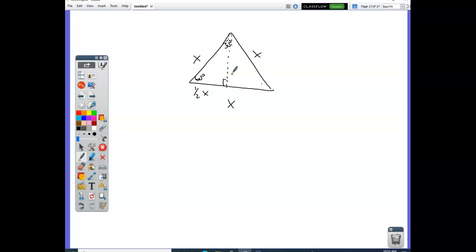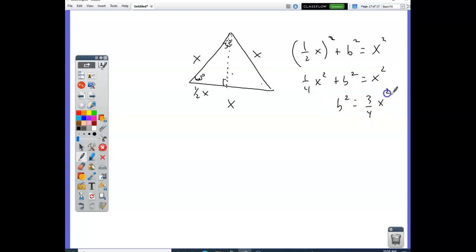Something awful. It's half x squared plus b squared equals x squared. Agreed? Okay. Well, how do I square 1/2? Square top and bottom. So that's 1/4. That becomes 1/4 x squared plus b squared equals x squared. Solve it. Subtract 1/4 x squared, b squared equals 3/4 x squared. Is that okay with you?